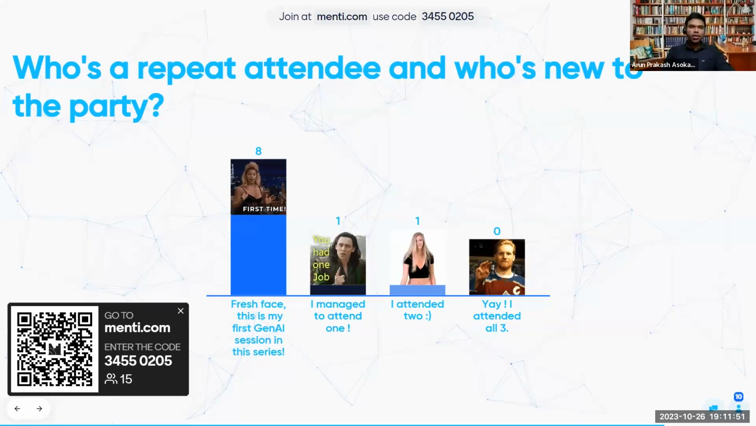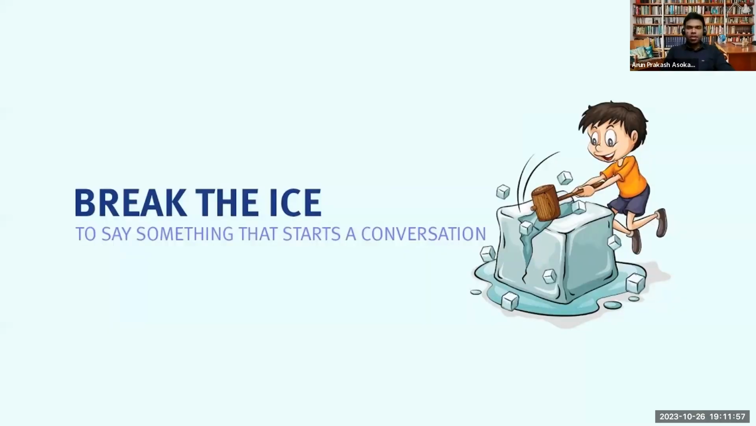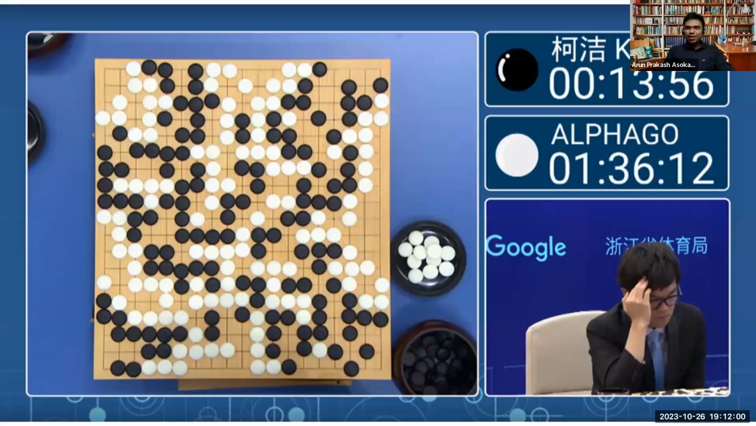Okay, let's continue then. I get that a lot of you are first timers. Good to know. So let's take a second to think about this particular game. This is a game called Go, and it is famous in China. And DeepMind from Google made a system called AlphaGo.